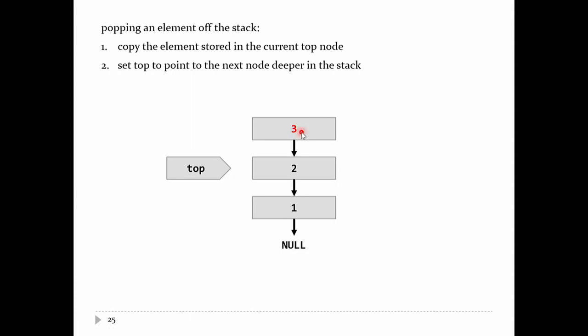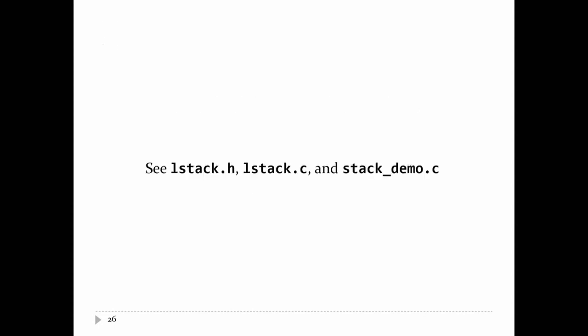Right? And then we're going to remove this node. Now when we remove this node, we're going to free the memory that was allocated when we created the node. Right? So when that node disappears, there's going to be a call to free to deallocate the memory. And then you adjust the size of the stack. All right, so let's take a look at the source code for this thing.